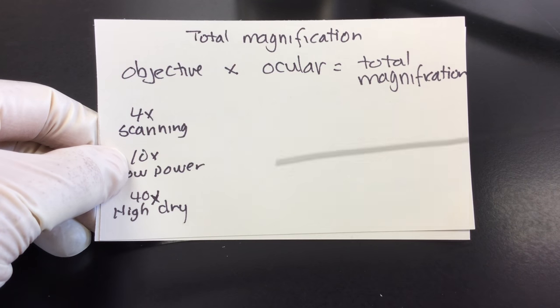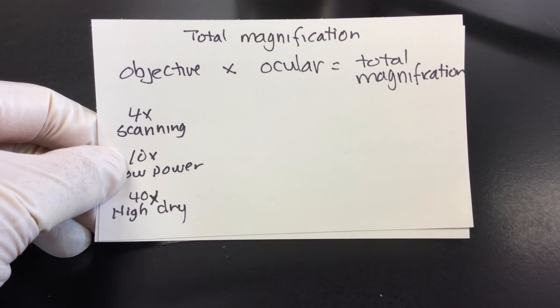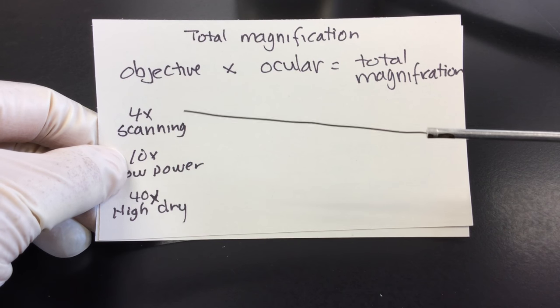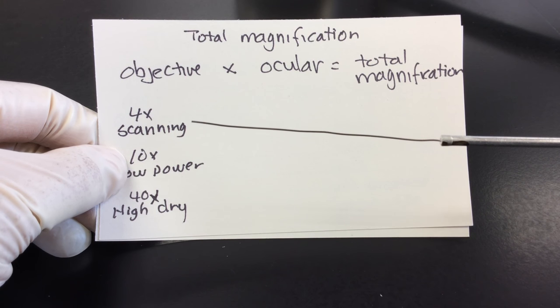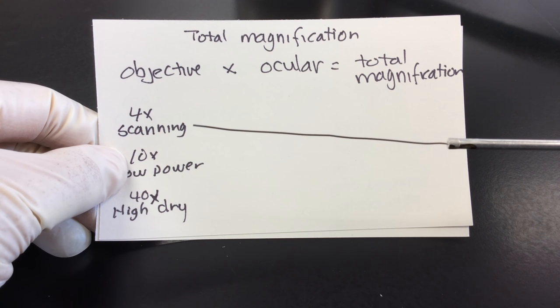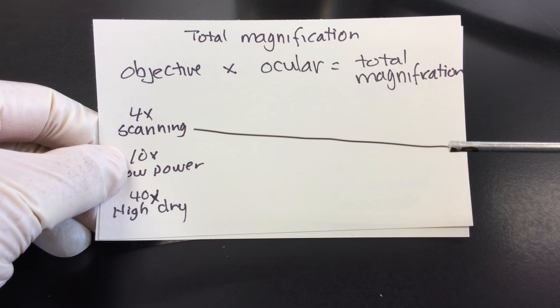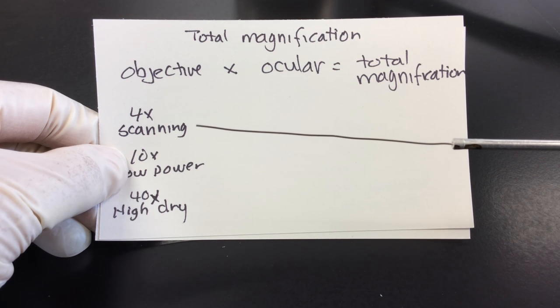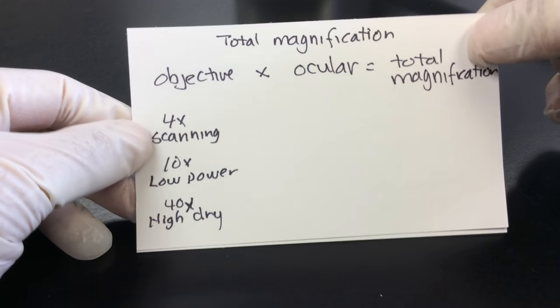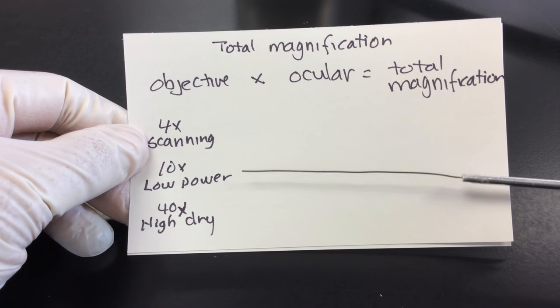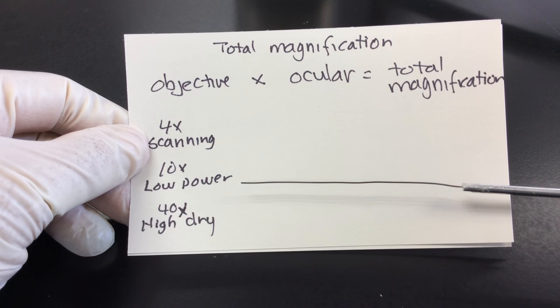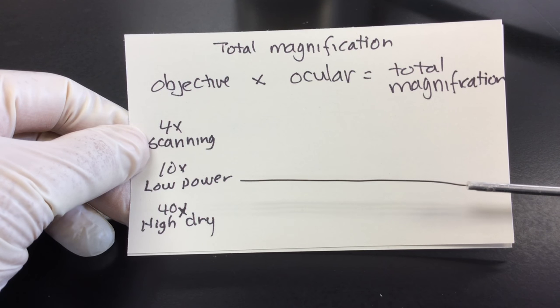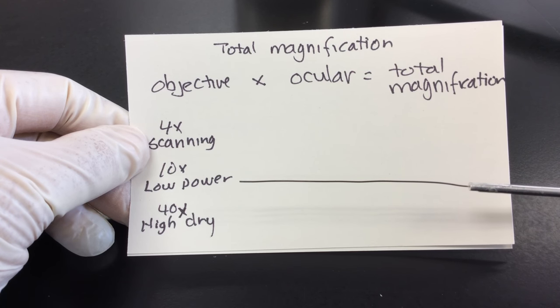So the first three objective lenses we're going to talk about: the lowest power objective lens is called the 4x, or scanning lens. If the scanning lens magnifying power is 4-fold, 4x, then total magnification would be 4x times 10x, that would be 40x. So using the scanning lens, total magnification would be 40x. The next lens is the low power lens. The low power objective lens magnifies 10-fold, 10x. So total magnification would be 10x times 10x, or 100x. So total magnification using the low power objective would be 100x.